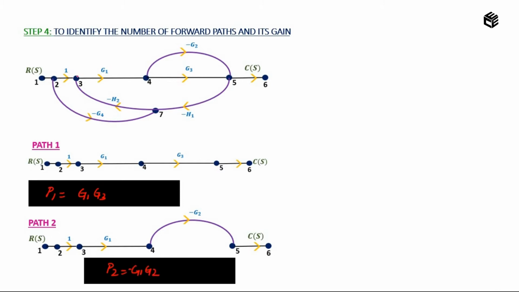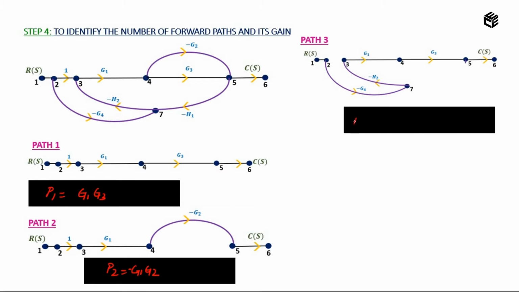Going to find the next path. So the next path is from 1 to 2, 2 to 7, 7 to 3 and 3 to 4, 4 to 5 and 5 to 6. Okay, I am going to write the gain as P3 is equal to, here we are having two minus signs, therefore it will be plus G1, G3, G4, H2.